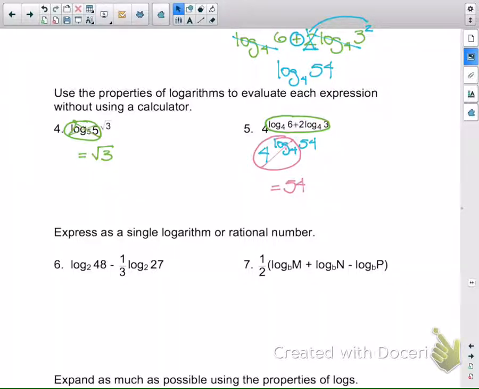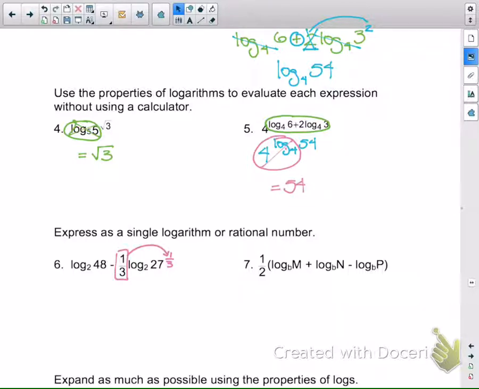All right, so let's practice more of this condensing. Remember we said, what do we do first in condensing? Look for what? Numbers out front that can go back as exponents. So do I have that in 6? Yes. This 1/3 can go back as an exponent of what? 27. What is a 1/3 exponent? The same as a cube root.